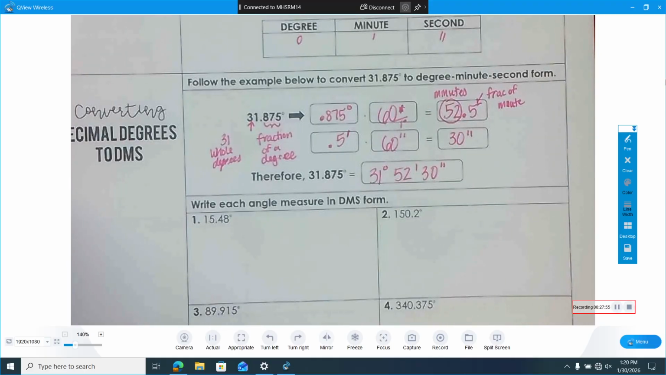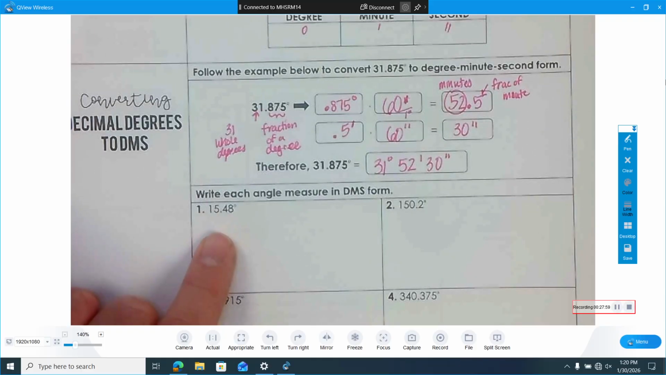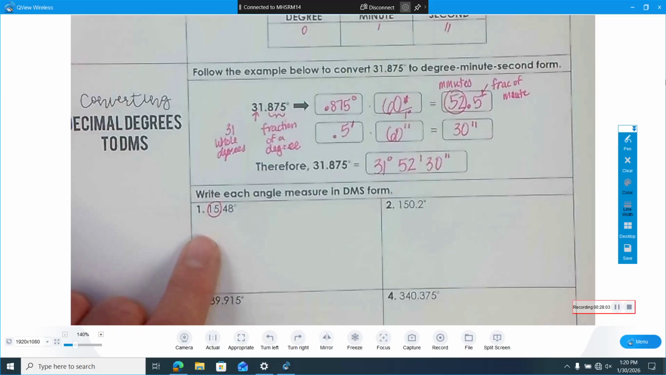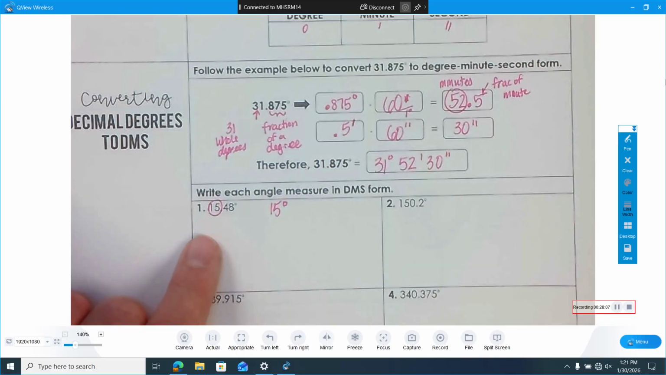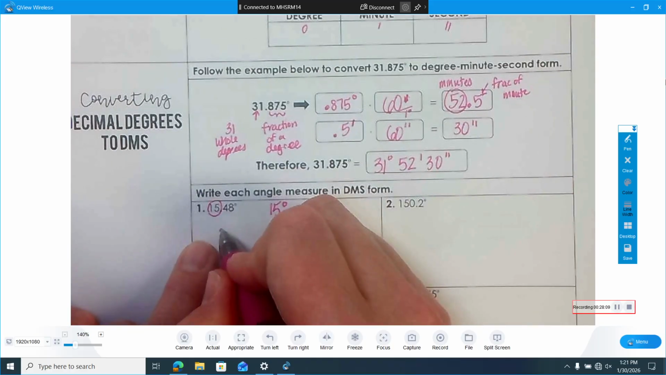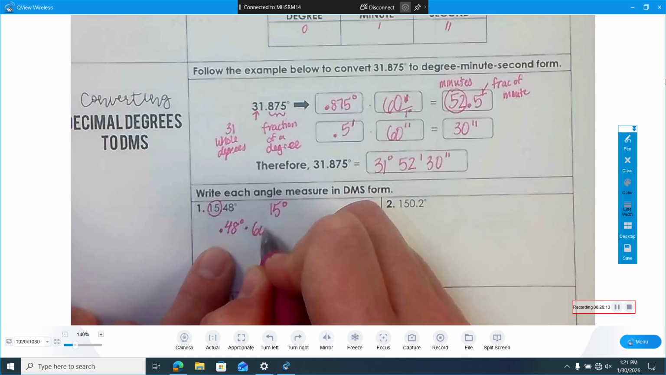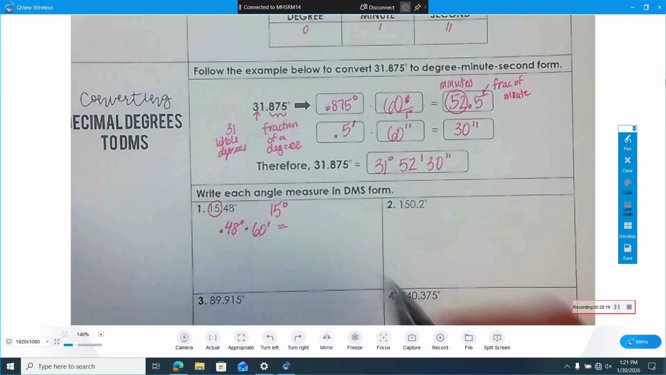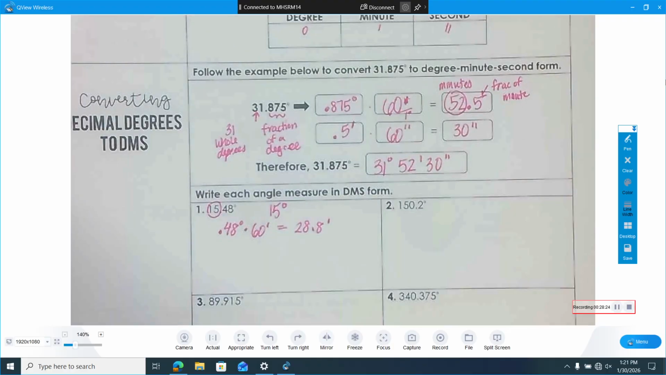So, let's try one more here. Let's try number 1, I guess. What is this 15? We got 15 whole degrees, so I'm going to take my little fractional portion, 0.48 degrees, and multiply it by 60 minutes. 0.48 times 60 is 28.8.